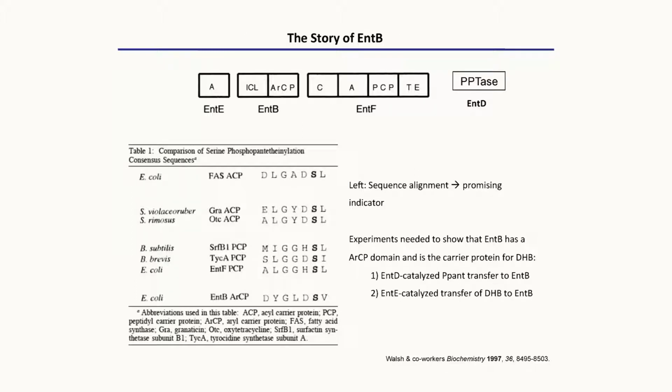So how was this sorted out? What we can do is take a look at a sequence alignment. This is from one of the papers about all of these explorations. Effectively, we're looking at known or putative phosphopantetheinylation sites of proteins. Something was known about fatty acid synthesis and some other carrier proteins from different organisms. If we look at this region of the alignment, we see this serine residue in bold, and this happens to be serine 245 of NB.